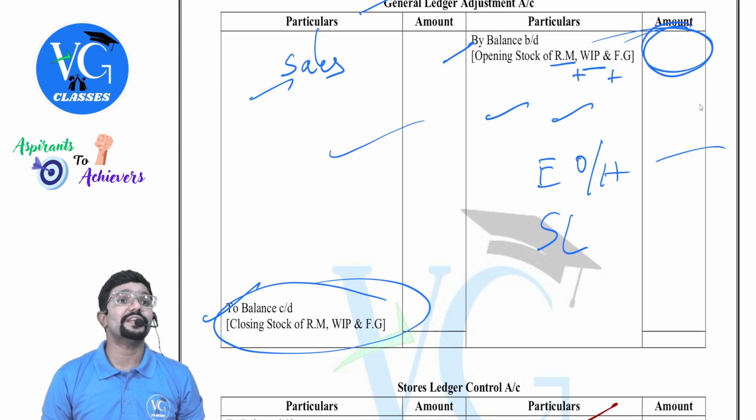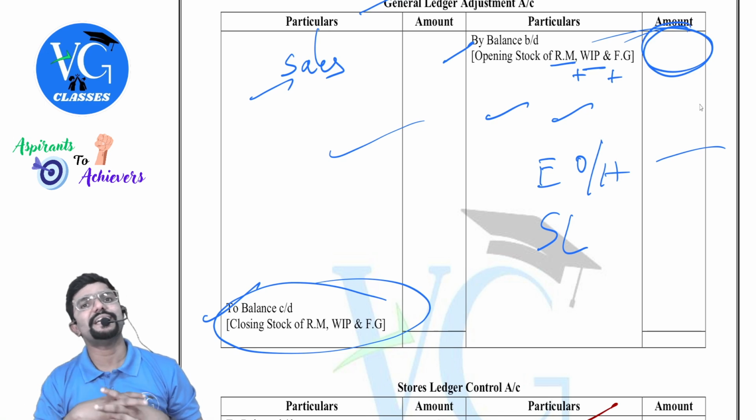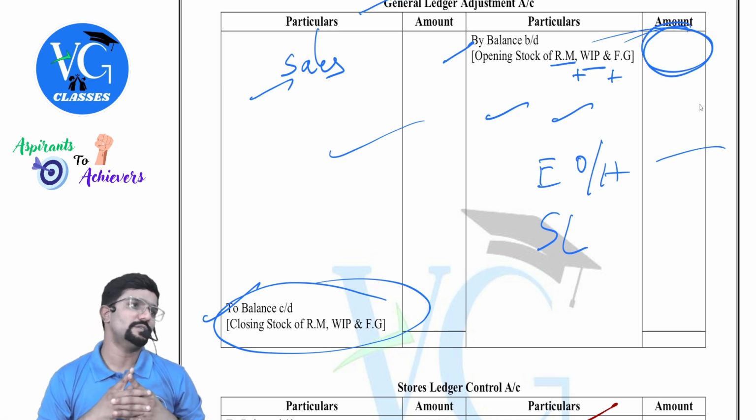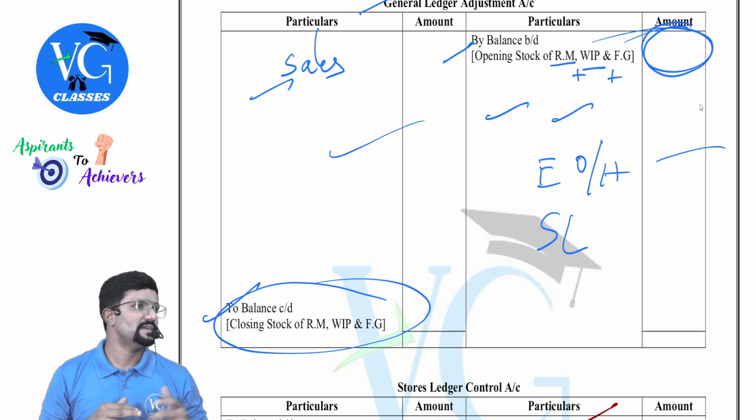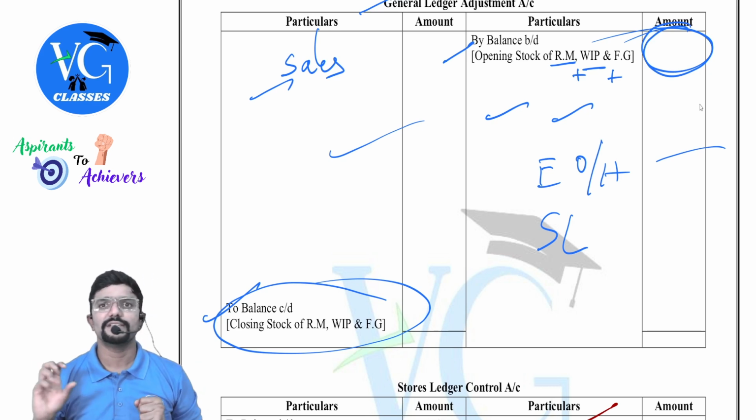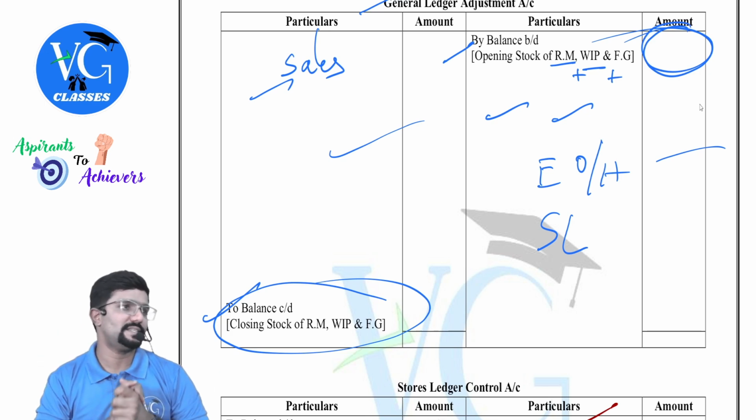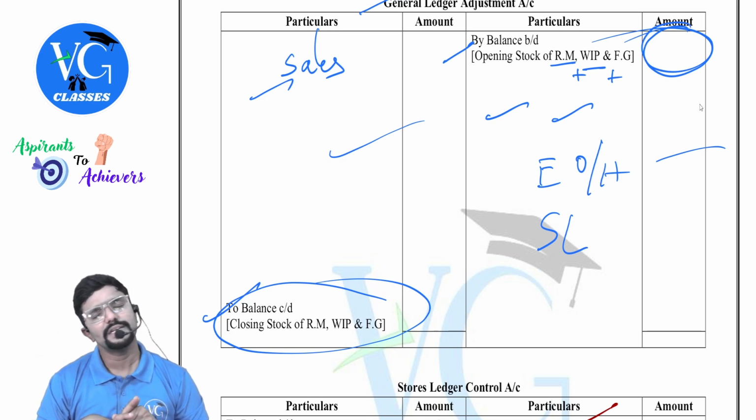So what are we having now there? Cost of sales on the debit side. Where do we send it to? On the credit side, transfer it to sales account. Now the sales account will receive this on the debit side, cost of sales. On the credit side, you record sales.